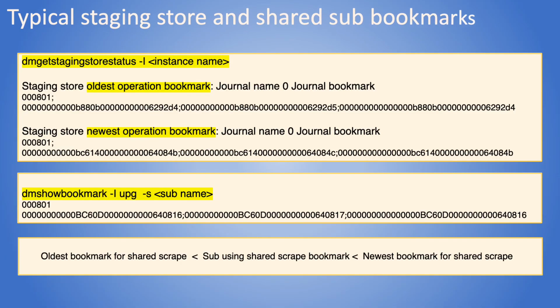This diagram shows how to place the bookmarks to figure out the position of the subscriptions with respect to the staging store. This comes handy in determining what interventions may be needed if the need arises to join the subscription with shared scraper.